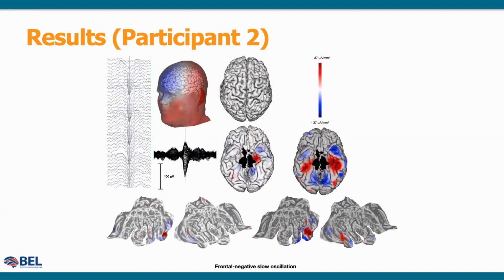So moving on to participant 2, this is a source localization for frontal negative SO for a different person, showing a left medial temporal cortical source. And it's very similar, again, between MSP and sLORETA, but once again, MSP is very focal.